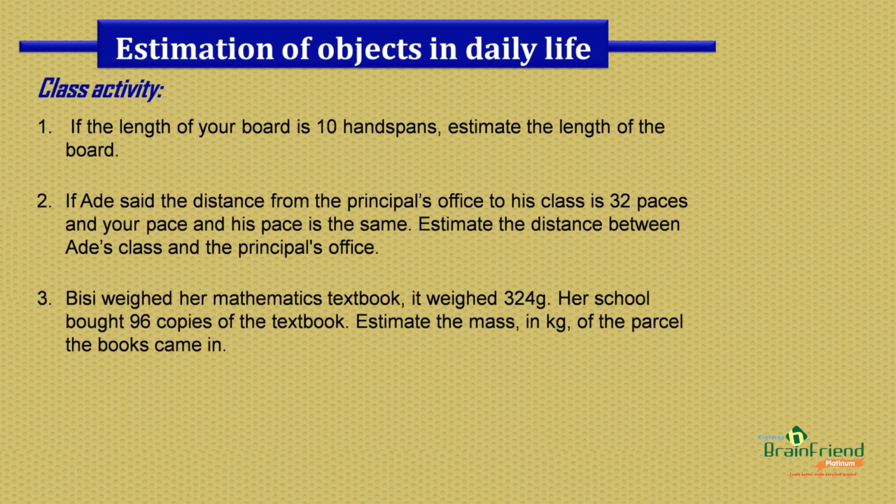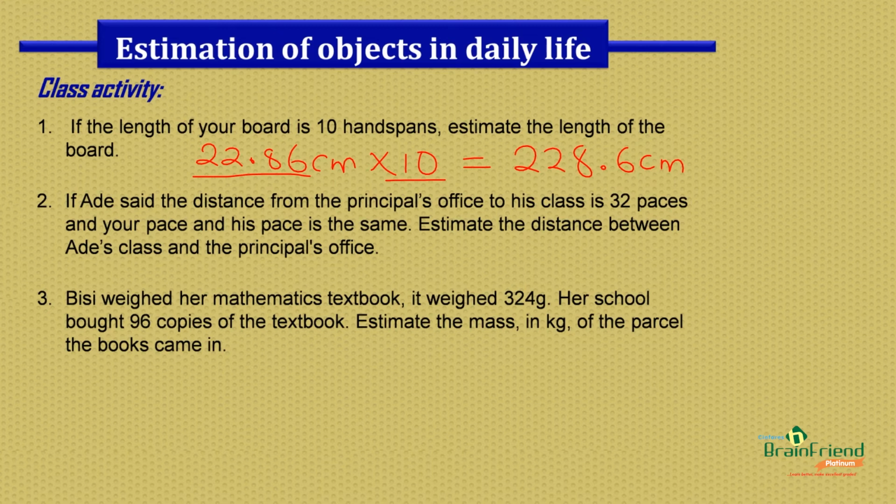The first activity: if the length of your board is 10 handspans, estimate the length of the board. To make this estimate, we are going to use the estimated figure in the previous slide. The estimated figure for a handspan is 22.86 centimeters multiplied by 10. When we multiply this, we will have 228.6 centimeters.